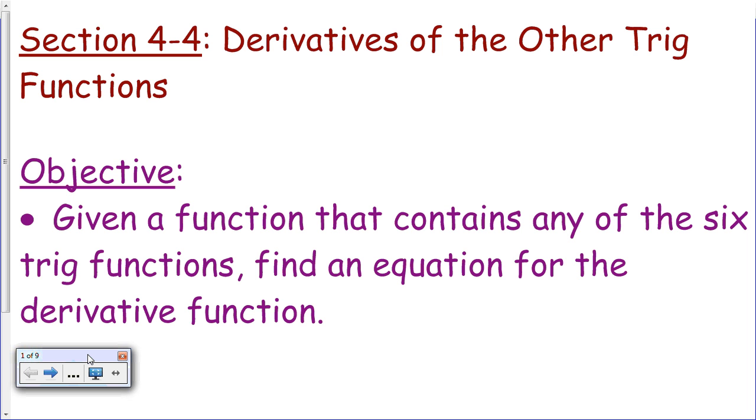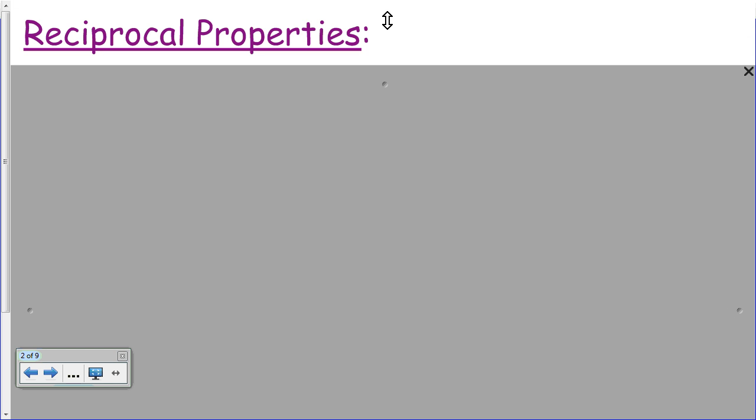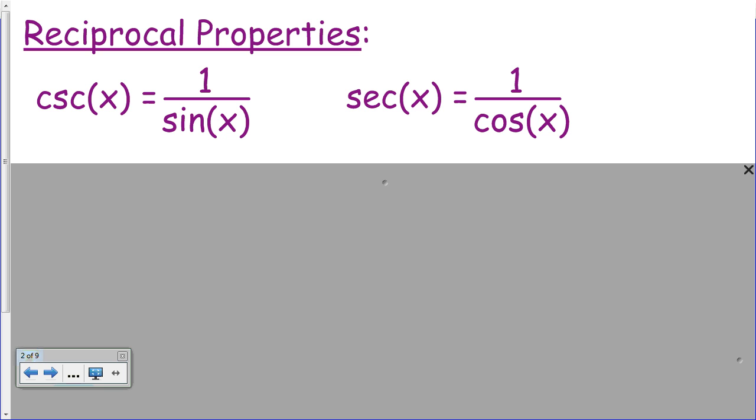To start off, let's take a little trip down memory lane. Back in pre-calculus, you learned some properties of your trig functions, and we're going to use 2 of those sets of properties here. The first set is what we called our reciprocal properties. There are actually a total of 6 of those. We're not going to look at all 6 of them; these are the 2 that we need to use.